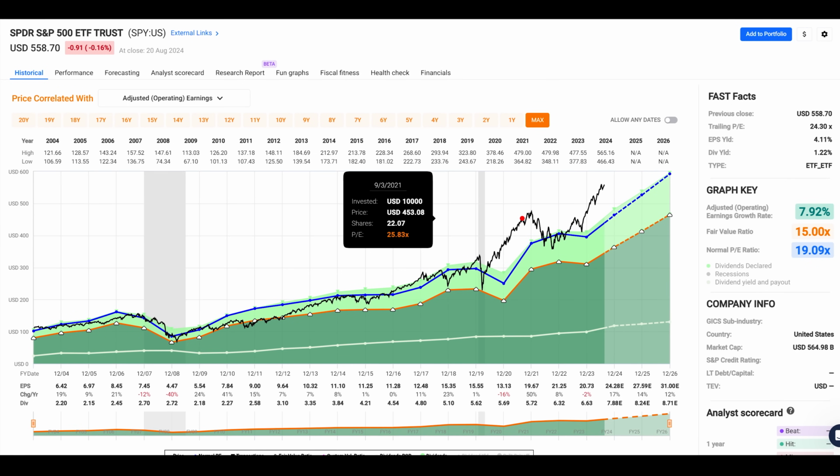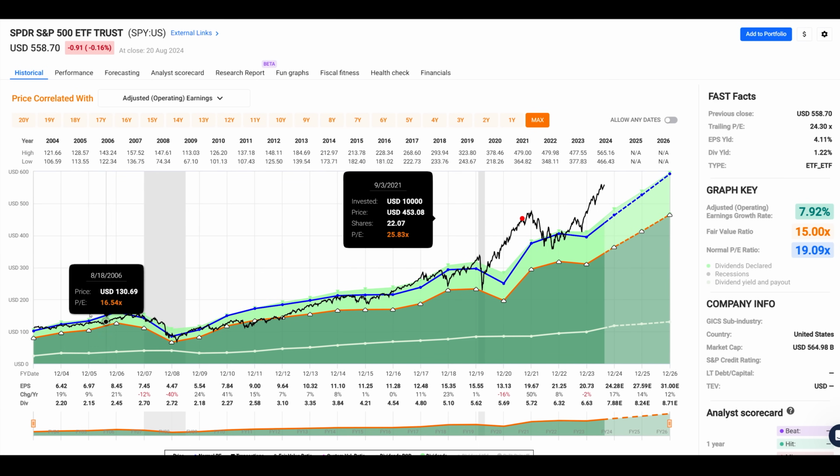The red dot is approximately the time that I was investing. Actually, I should go to August 27th here, or August 20th. So we're looking at just a real close time, but you get the picture. Well, the market was trading well above the orange and blue line.